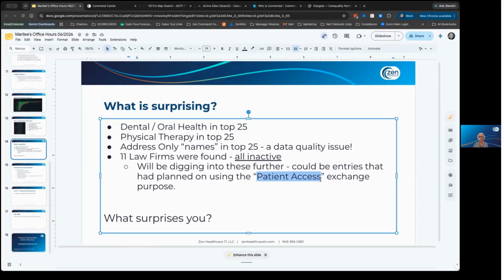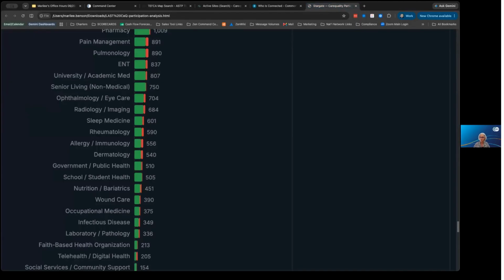So the important thing here is that they're all inactive. It's certainly possible at one time they were trying to do the patient access use case, but because we still don't have great adoption of patient access in the Carequality network, that's probably the most likely reason why they may have been here once and are now inactive. But I thought that was interesting. It is kind of fun to target some specific types of entities and see what you can glean from the names.